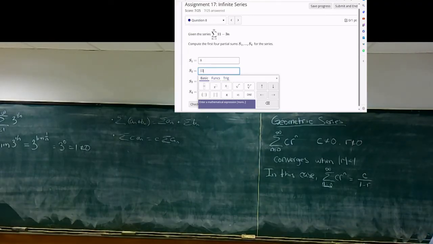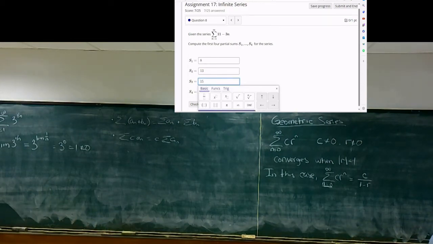And then the next one's 13 plus whatever the third term happens to be when you plug in. So 11 minus 9 is 2. Add that to 13. Yeah, 15. So now it's 11 minus 12. Negative 1 plus 15 is 14.